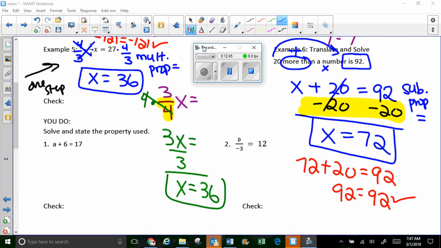And we can check that. Is 3/4 times 36 really equal to 27? Plug that in your calculator. It does give me 27 equals 27. So we're good to go.